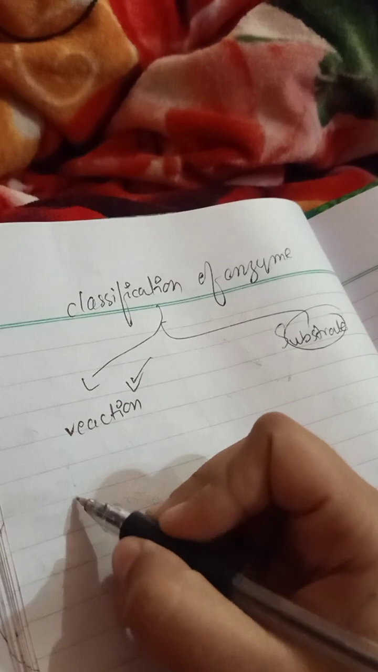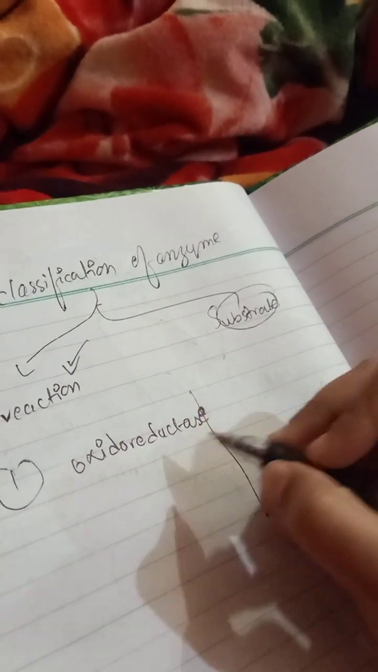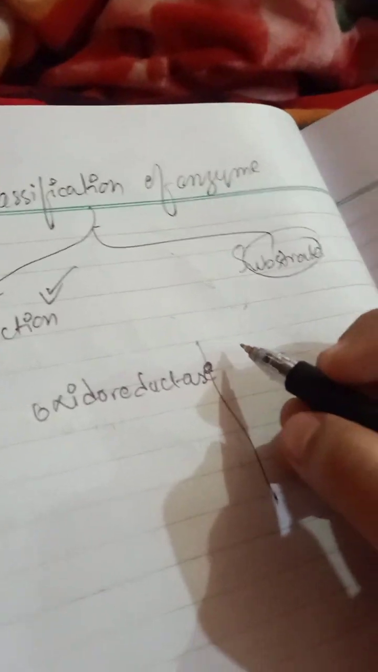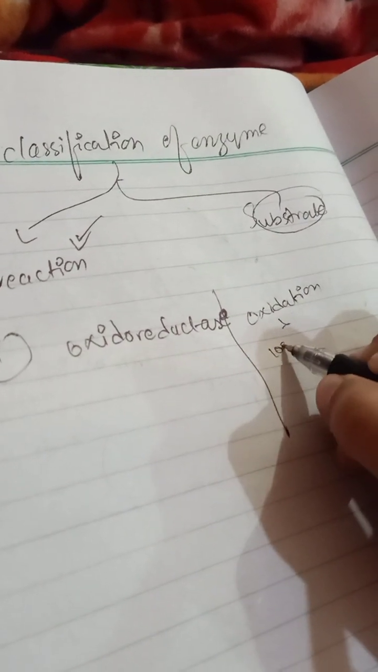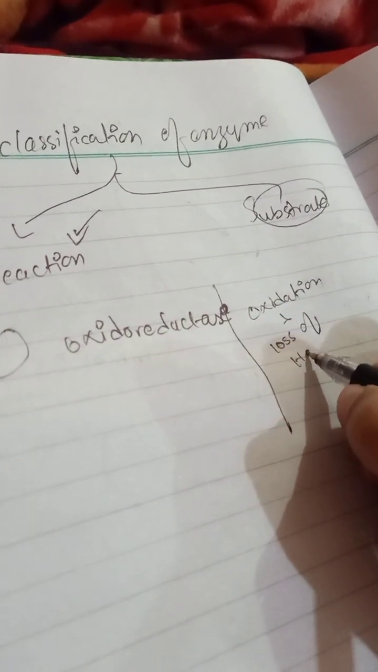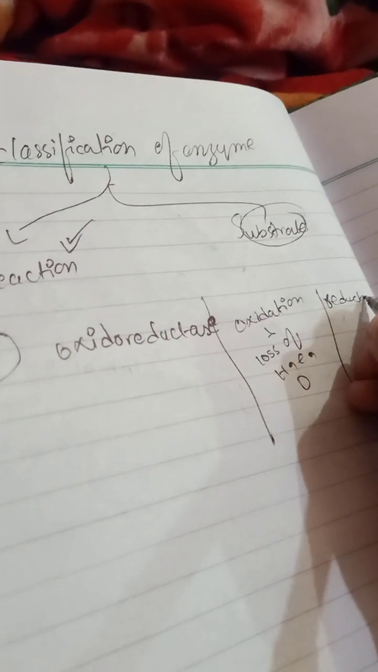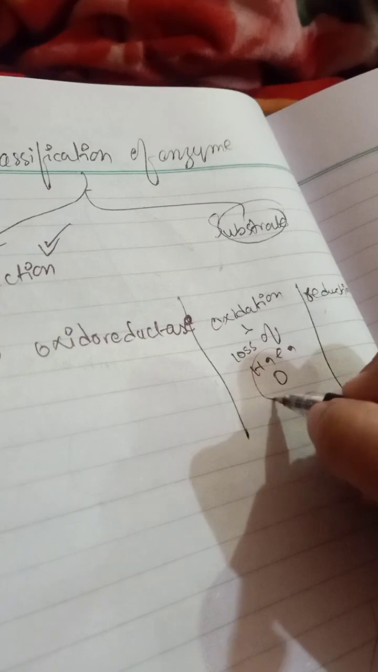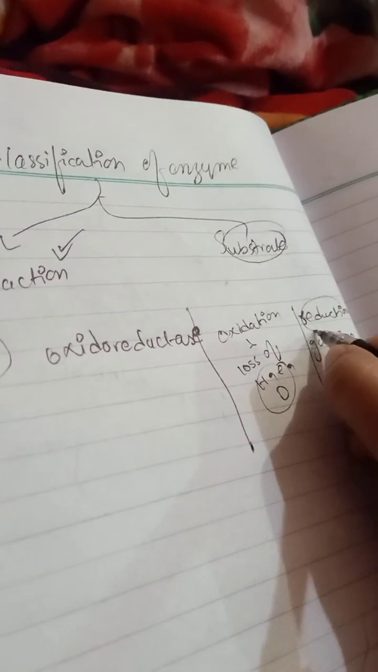Group number one is oxidoreductase. What does it mean? Before coming to that point, let me give you a definition. What does oxidation mean? Oxidation means the loss of hydrogen, electron or oxygen. Reduction is when a molecule gains these, and we call that the reduction of the molecule.